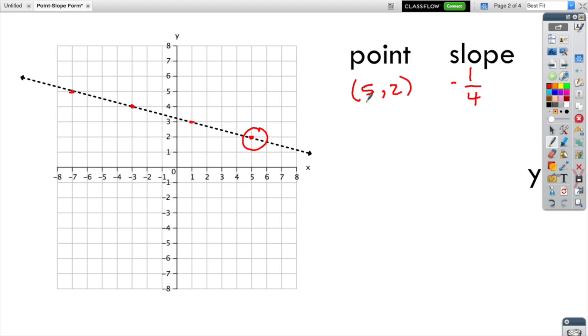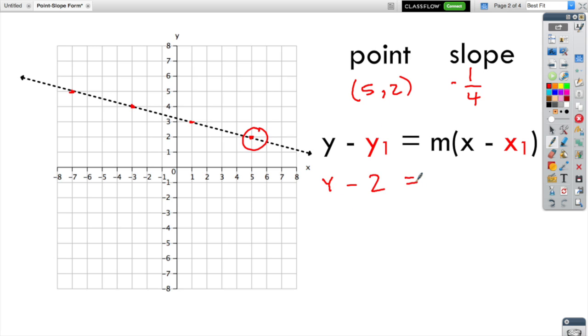Okay, so I've got a point that my line goes through. I've got the slope. So because I was given those two things, I'm going to use point-slope form again. All right, so let's plug the right things in the right spot. Y minus, and right here you should have plugged in the 2 because that's y sub 1, equals our slope, m, -1/4, parentheses x minus, and x sub 1, should plug in the 5.